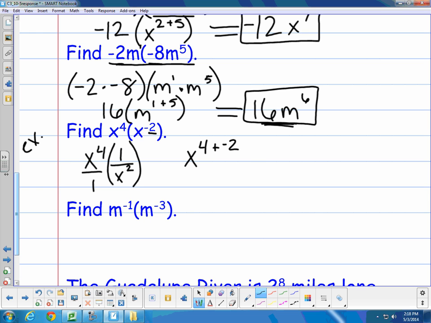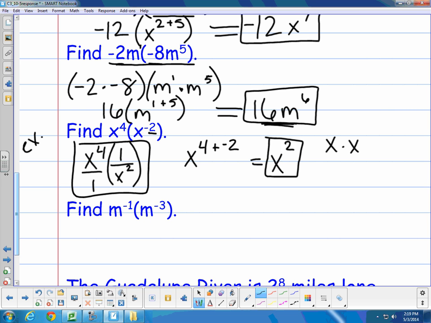Luckily here, we end up with the value of x to the fourth plus negative 2. 4 plus negative 2 we know is a positive 2. So you end up with it that way. Since this one's a little bit more abstract, I'm going to show you a picture of how this looks if you think about it this way. We really have 4 x's multiplied by each other on the top and 2 multiplied by each other on the bottom.